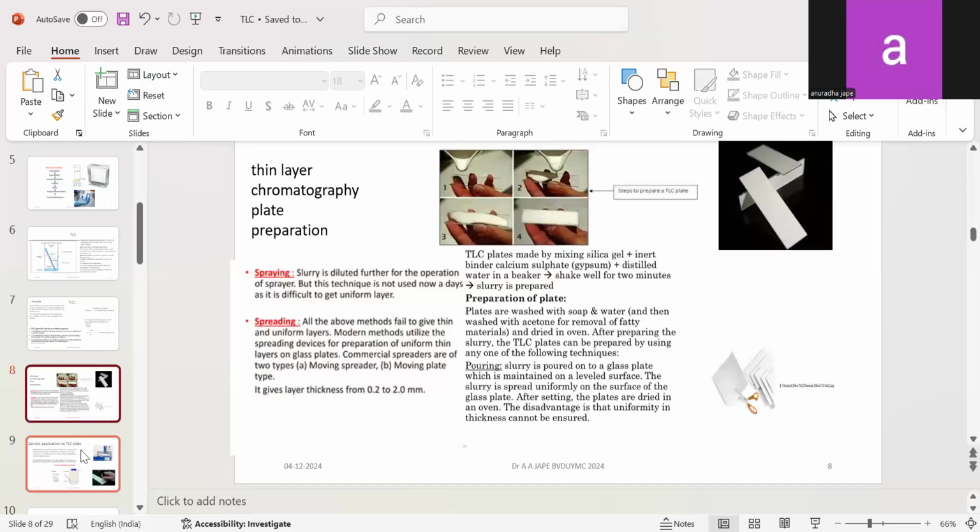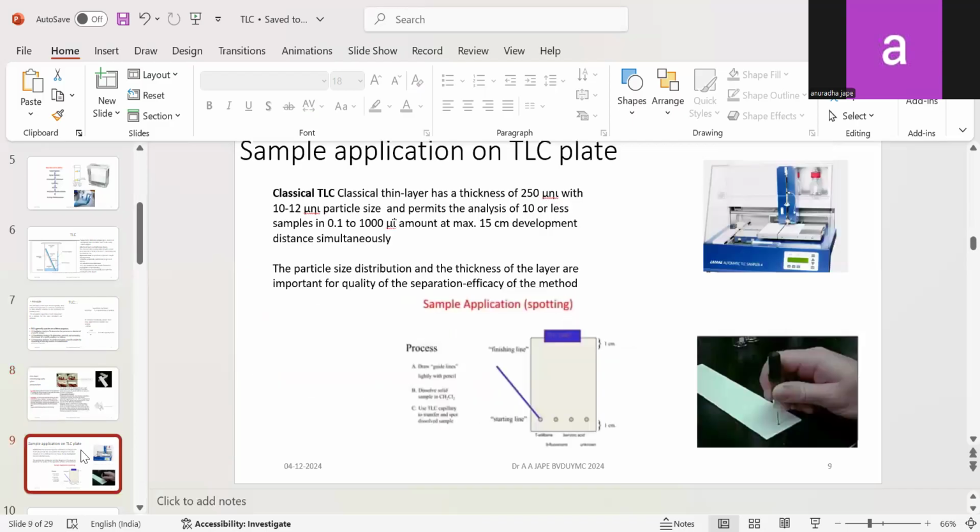So once this TLC plate is prepared, we can allow it to set and wait till it sets properly. Besides classical TLC plates that are prepared by pouring or by spreading methods, we have ready-made TLC plates available on the market which can be purchased and directly used.